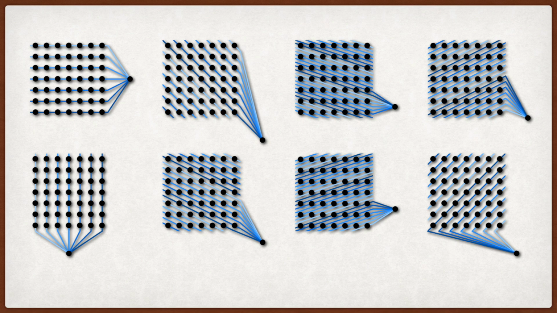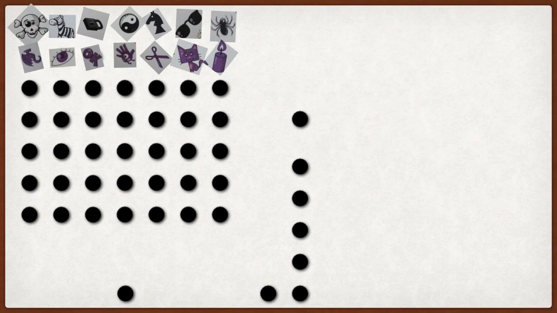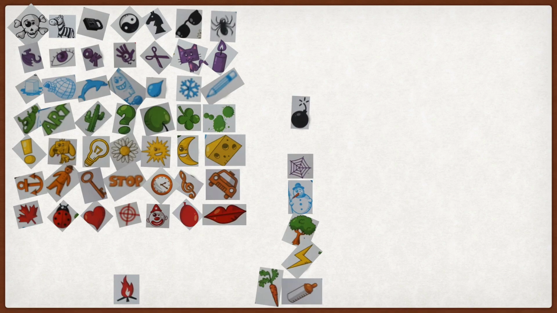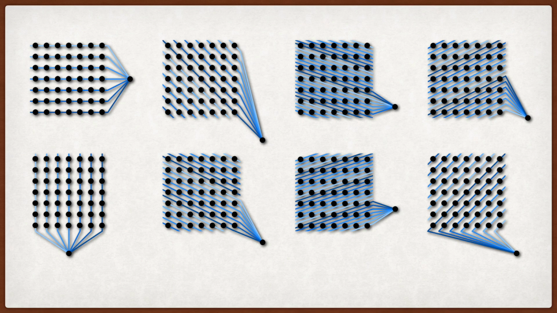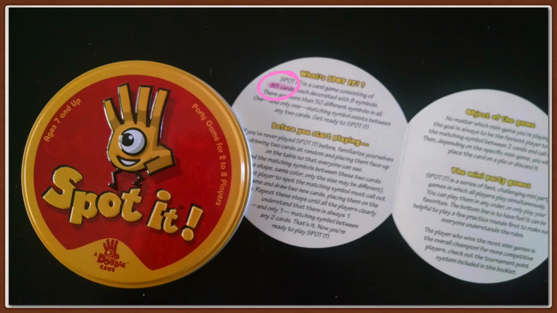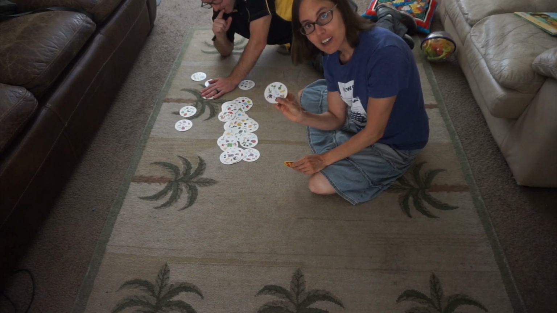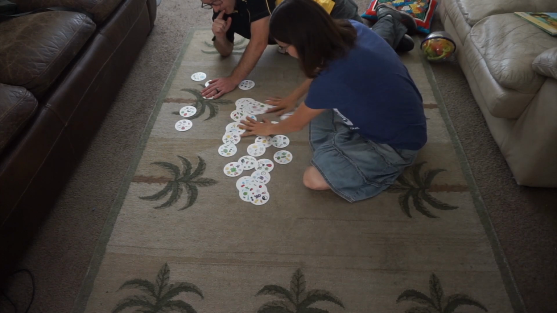Notice that those diagonal lines wrap around from one side to the other, so what looks like many lines is only 8 distinct lines. Assign 57 images to our 57 points. Then our 57 lines will determine 57 cards, each with 8 images, and we are guaranteed that any 2 cards will have one and only one matching image. But the game of Spot It only has 55 cards. They designed the game with 57 cards, and then only printed 55. And we want to find out which 2 cards got thrown away.